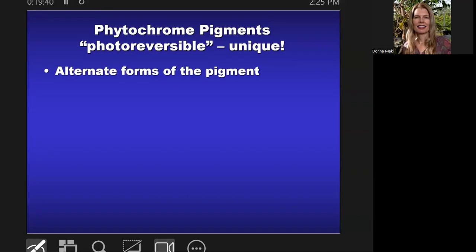So never say never. All right, so these phytochrome pigments, that's what they were keying in on. They eventually named them phytochrome. It's a group of pigments. There's still a lot of work that they need to do on this.